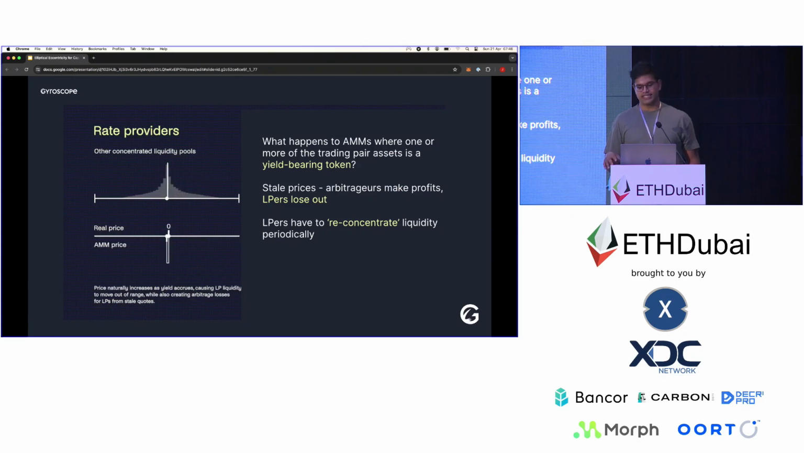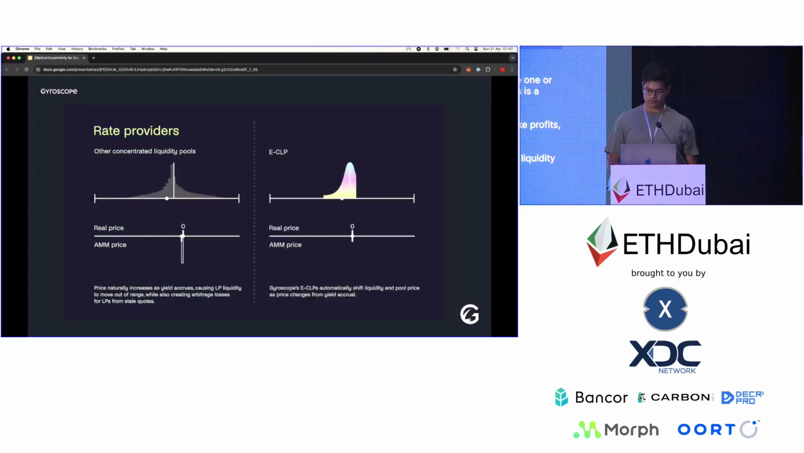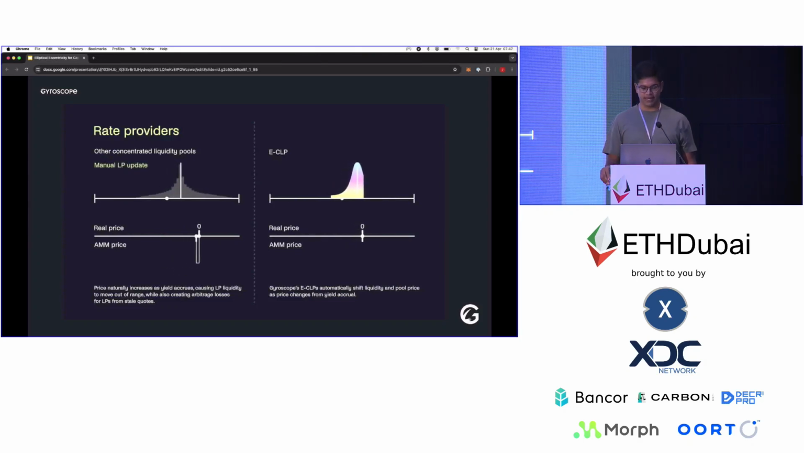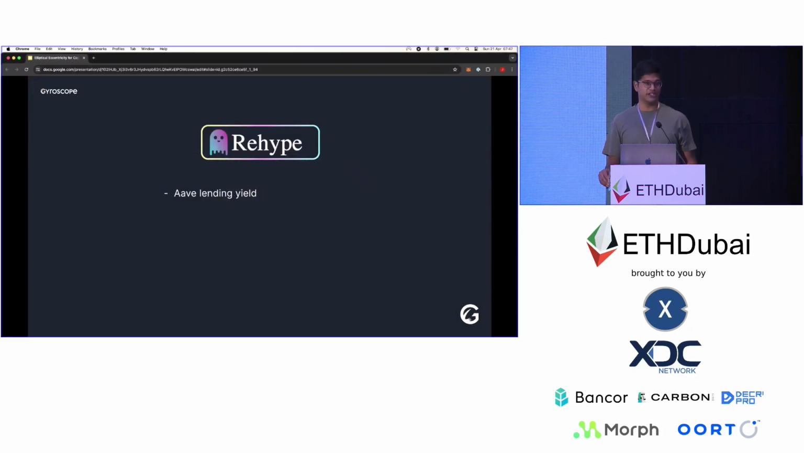To reflect the yield and the change in prices, liquidity providers in other concentrated liquidity pools have to actively manage their position and manually shift their liquidity to fit their desired liquidity distribution. But in contrast, the ECLPs use these external rate providers, which allow the yield to be endogenous to the pricing model. So in other words, you can see in the animation on the right, the liquidity distribution with ECLPs with yield-bearing assets shifts to the right over time as the yield naturally changes the relationship between the assets of the trading pair. So this prevents the need for arbitrage and allows the yield to end up in the hands of the liquidity providers instead. This is great news.